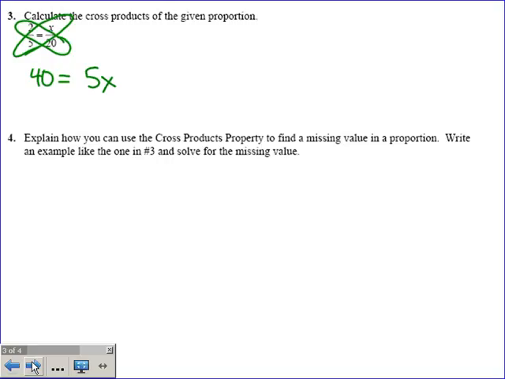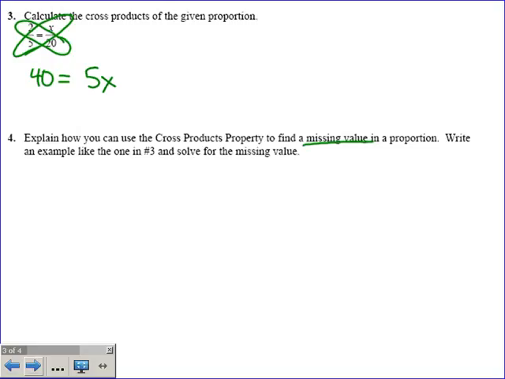It says calculate the cross products of the given proportion. Whenever you see a proportion, one ratio equal to another ratio, you can automatically write this. This is a true statement. Okay? Number 4 says explain how you can use the cross products property to find a missing value in a proportion. Write an example like the one in number 3 and solve for the missing value.